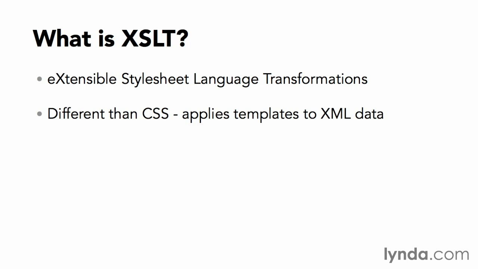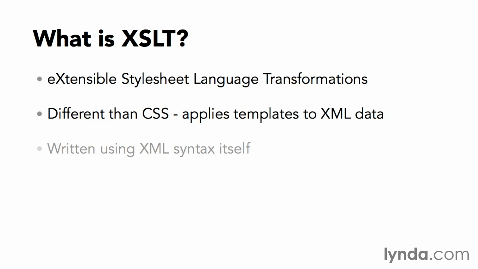It's a little bit different than CSS. You might see that word style sheet and think, oh, okay, it's kind of like using CSS. But the important word you need to focus on is the transformations part. XSLT works differently than CSS because CSS essentially applies a set of styling rules to tag content in either HTML or XML files. XSLT is a little bit different. It applies templates to XML data, and those templates can be pretty powerful. There's all kinds of things that those templates can do.